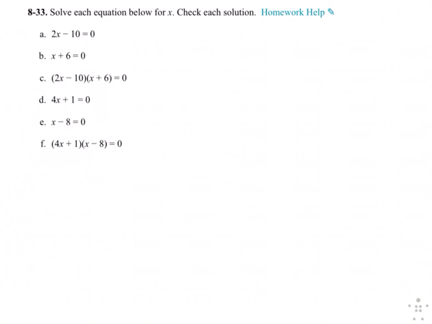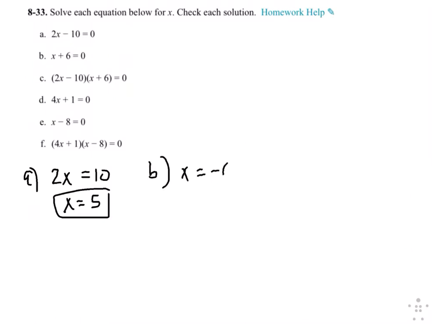Okay, 33, they want us to solve equations, so these should be pretty quick. A: 2x equals 10. Divide both sides by 2, so x equals 5. B: x equals negative 6. We subtract 6 from both sides, not much to solve in that one.